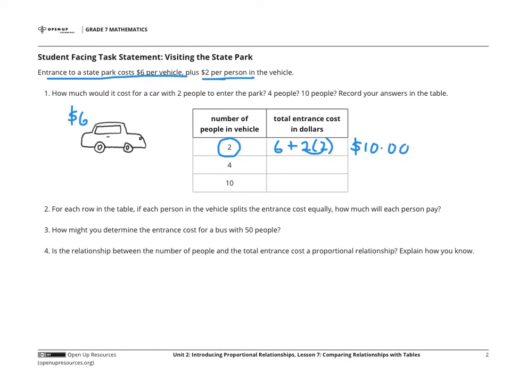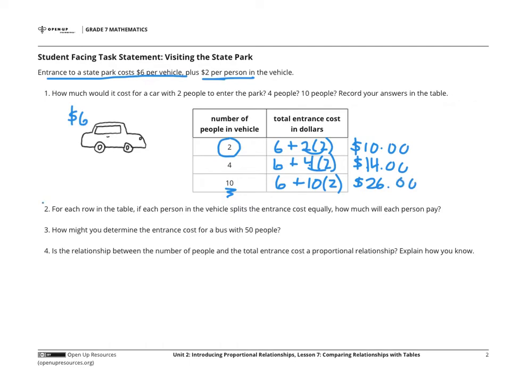If we have a car with 4 people in it, it's still going to cost $6 for that car plus 4 times the $2. That would be 8 plus 6 would be $14. So how much would it cost for a car with 10 people in it? Or maybe this is a bus or a van. Still costs $6 for that vehicle, plus now we have 10 people, $2 each for them, so that would be 20 plus 6 would be $26 for all 10 people to go.